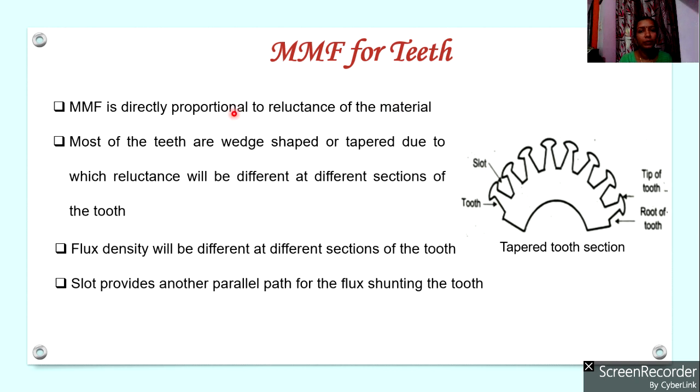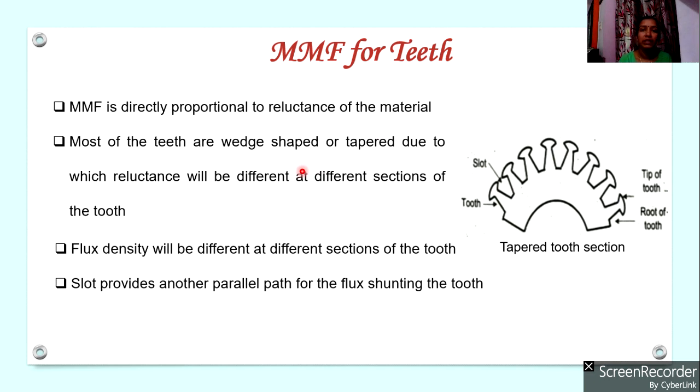So we know the equation for mmf. mmf is equal to S into phi. That means mmf is directly proportional to the reluctance of the material. And we also know the equation for reluctance. S is equal to L divided by mu A. That is, reluctance is dependent on the area of cross section of the magnetic path.